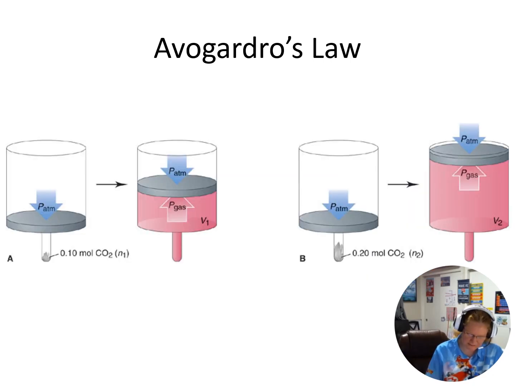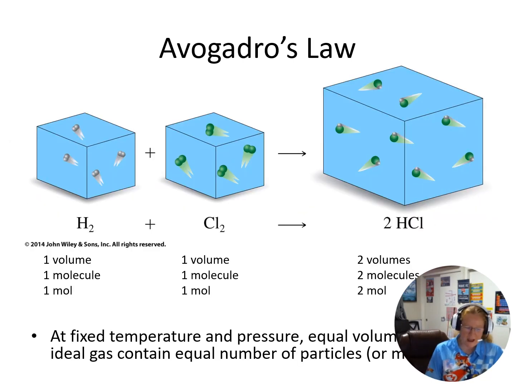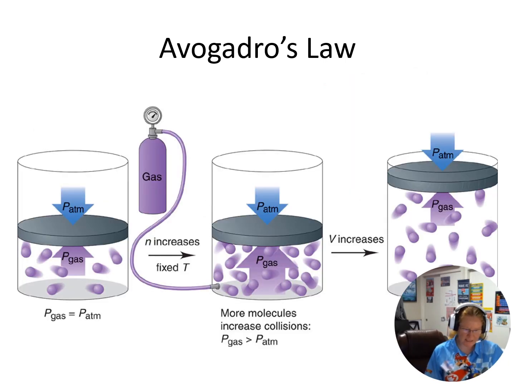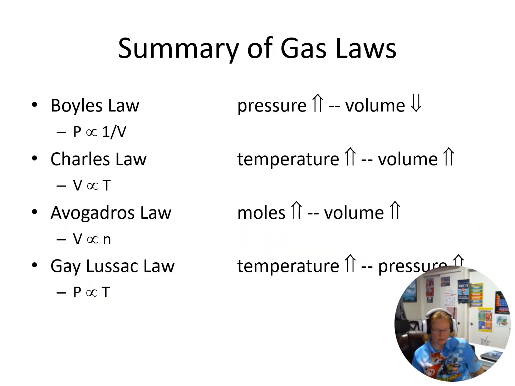All right. And so here, if I start off with 0.1 moles and I increase to 0.2 moles, my volume is going to go up. Okay? If I'm at a fixed temperature and pressure, equal volumes of an ideal gas will have an equal number of particles. So equal volumes of gas, equal particles. All right, so Boyle's law, inverse relationship, everything else directly proportional. When one goes up, the other one goes up. When one goes down, the other one goes down.